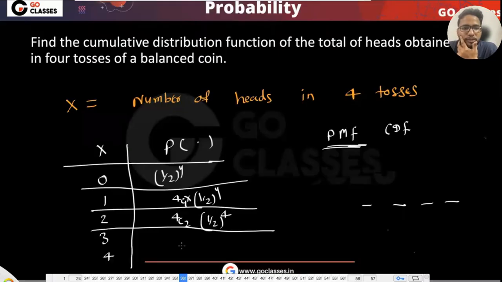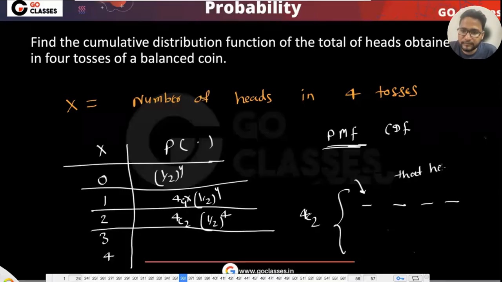Are you getting this 4C2 thing? See, there are four places. In those four places, you can choose two positions to put heads, and there are 4C2 total sequences that have two heads. One sequence has probability 1 by 2 power 4. So that's why the answer is 4C2 into 1 by 2 power 4.